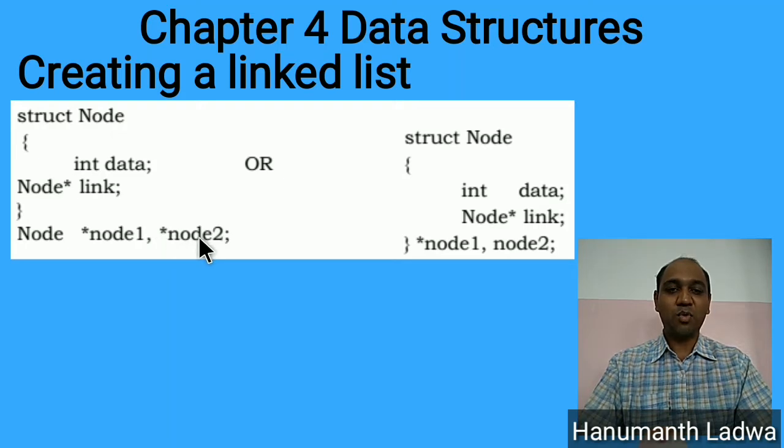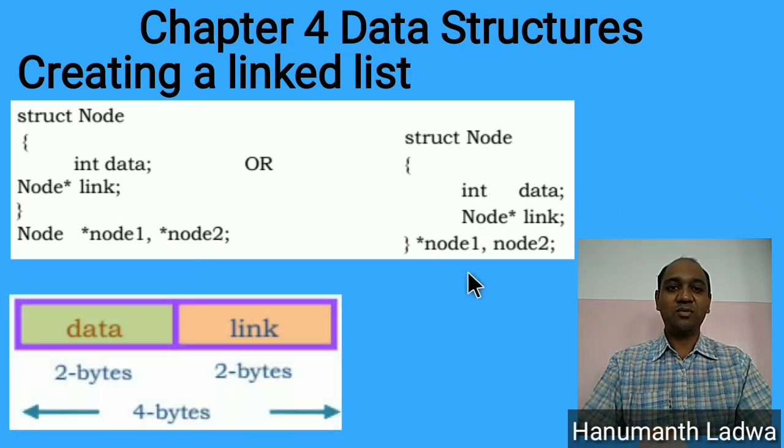Then comma, asterisk symbol node2, so the asterisk is the indirection operator. This is the second object pointer of this type. You can write either this way, or you can write struct node, curly open brace, int data, node asterisk symbol link, curly closing brace, asterisk symbol node1 comma node2 and so on. Then put a semicolon. Once we define a structure, we can create any number of objects of this particular type.